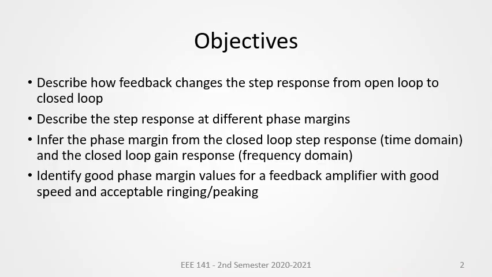Our objectives for this lecture are the following. Describe how feedback changes the step response from open loop to closed loop. Describe the step response at different phase margins. Infer the phase margin from the closed loop step response in the time domain and the closed loop gain response in the frequency domain. And lastly, identify good phase margin values for a feedback amplifier with good speed and acceptable ringing or peaking.